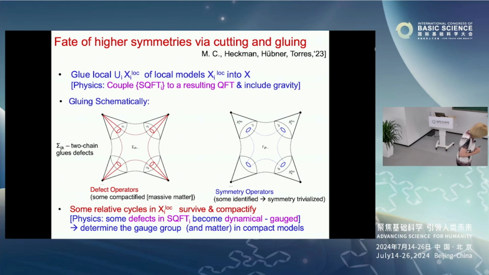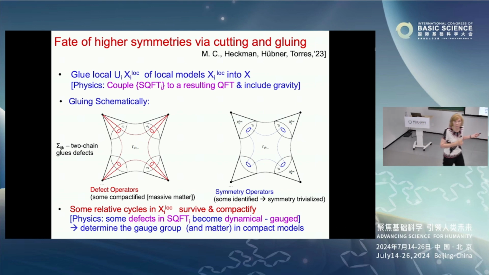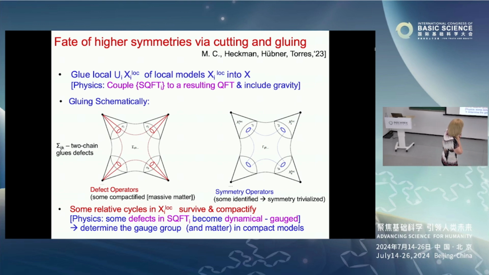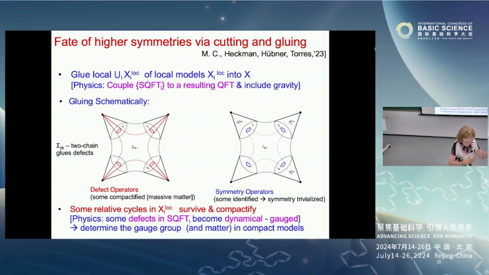Well, we still have to glue them, right? So let's say this is sort of a dual picture of the defect. Let's say that I cannot glue defects. So I'm dealing now with symmetry operators just sitting there, not being identified.